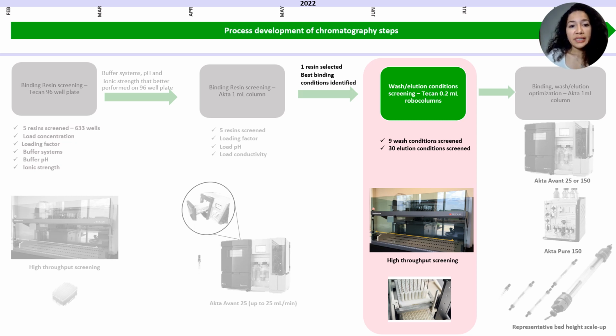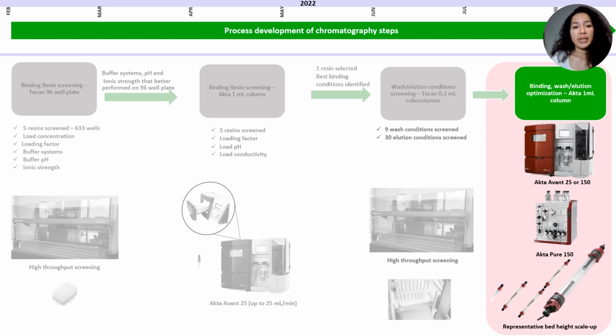That way, we selected one resin only that had the best performance in terms of binding capacity. We also identified the best binding conditions in terms of load density and buffer. So next, we moved to the optimization of the wash and elution conditions. Again, we used the high throughput screening robot, but this time we used 0.2 ml robocolumns instead of 96 well plate. Here, we tested 9 wash conditions and screened 30 elution conditions.